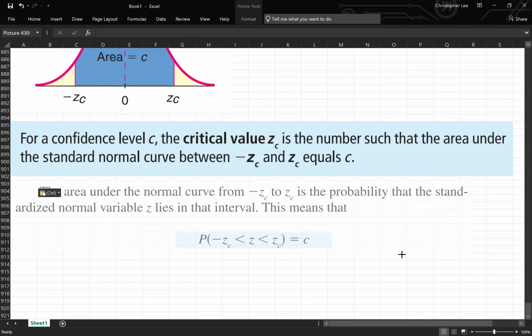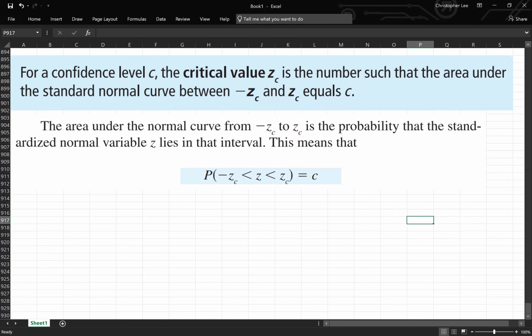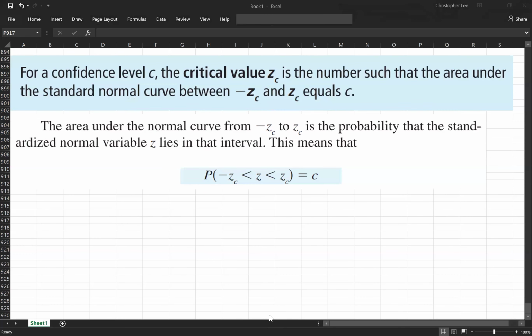The area under the normal curve from negative Z critical to positive Z critical is the probability that the standardized normal variable Z lies in the interval. This means that the probability of negative Z critical less than Z less than Z critical is equal to the confidence level, or C. If it's okay, I want to just jump into an example real quick.